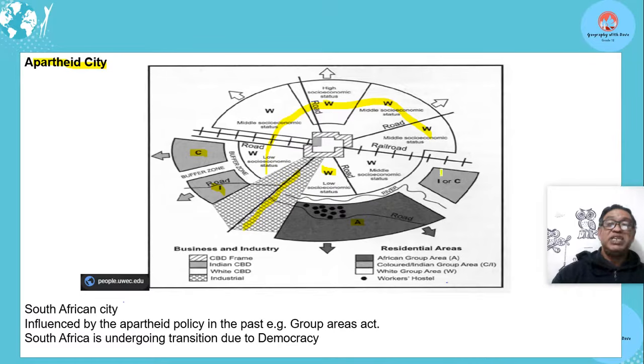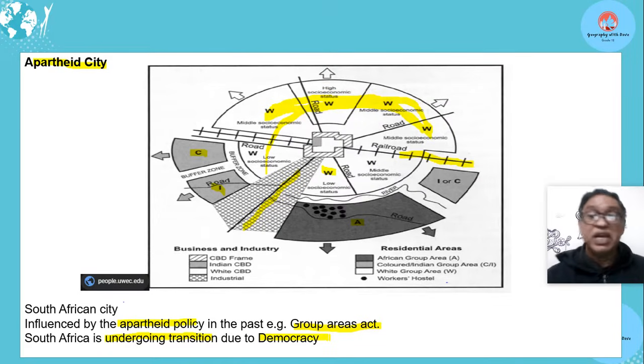Now, also, you'll see that there were different sort of buffer zones to protect the white communities, so called, from the black communities. So it was all based on race and, of course, the protection more of the white population groups. That was the apartheid. So it was influenced by the apartheid policy and the Group Areas Act, where people were separated according to different races. But yes, we're undergoing transition due to democracy.